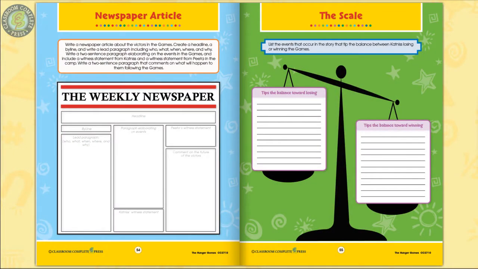Students weigh events that occur in the story that tip the balance between Katniss losing or winning the games.